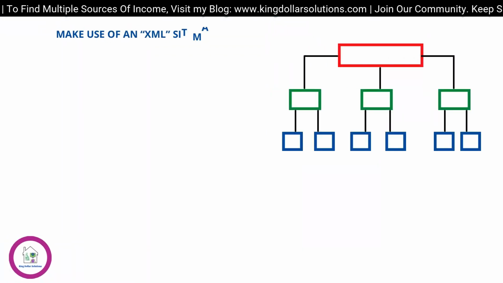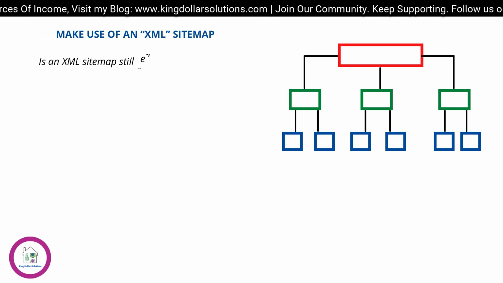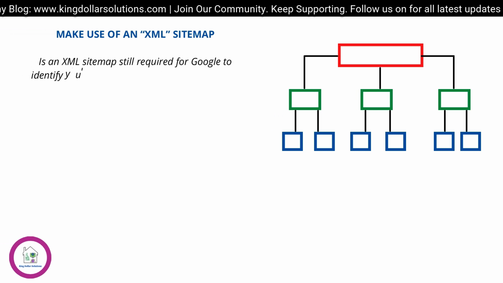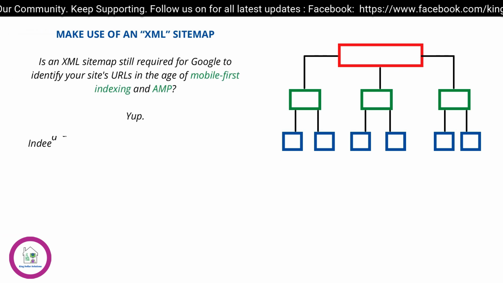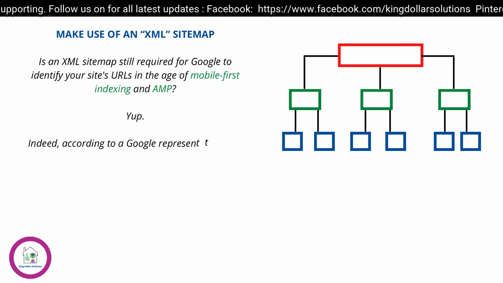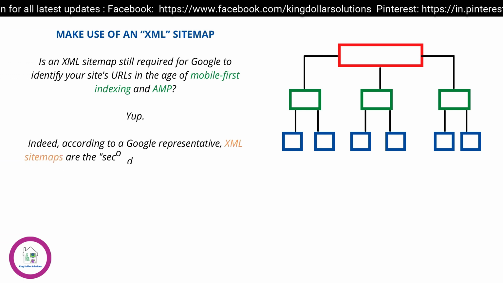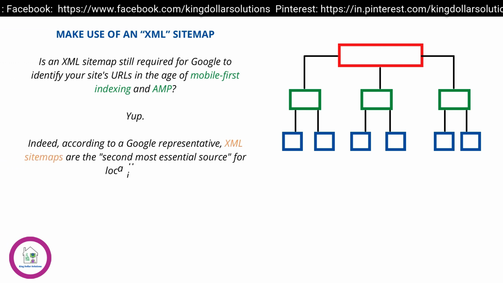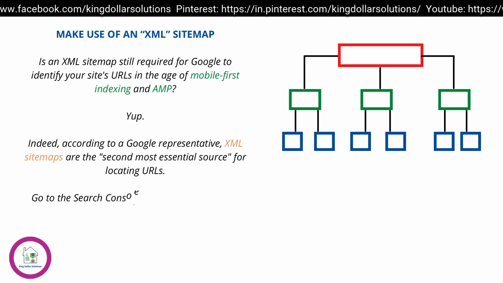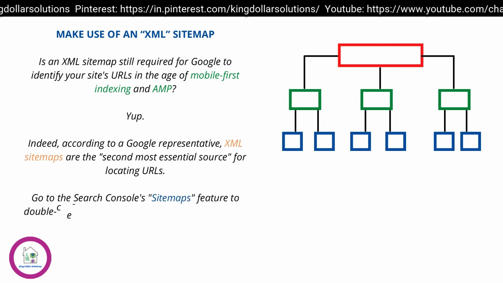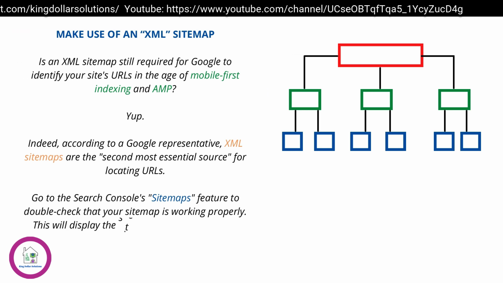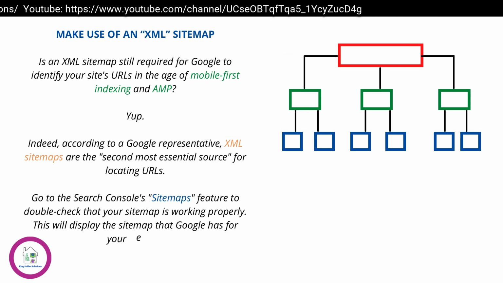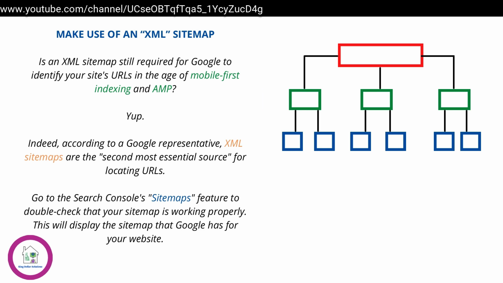Make use of an XML sitemap. Is an XML sitemap still required for Google to identify your site's URLs in the age of mobile-first indexing and AMP? Yup, indeed. According to a Google representative, XML sitemaps are the second most essential source for locating URLs. Go to the Search Console's Sitemaps feature to double-check that your sitemap is working properly. This will display the sitemap that Google has for your website.